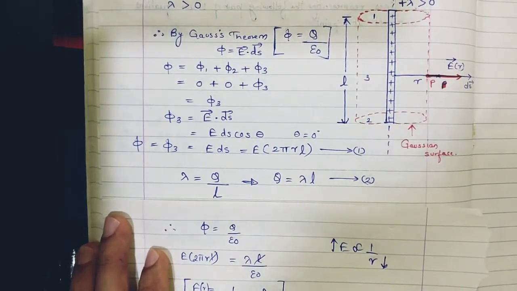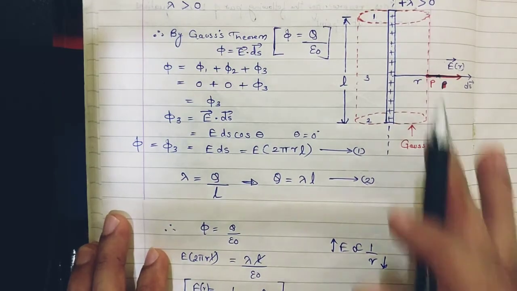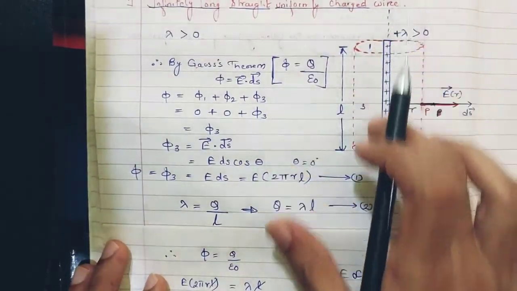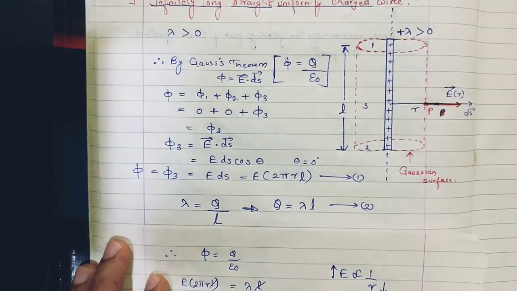In the next video we are going to discuss the next application, that is, finding the electric field at a point near a uniformly charged infinite plane sheet. In that case, this charged wire will be replaced by a plane sheet, and we are going to find the electric field at a point near it.